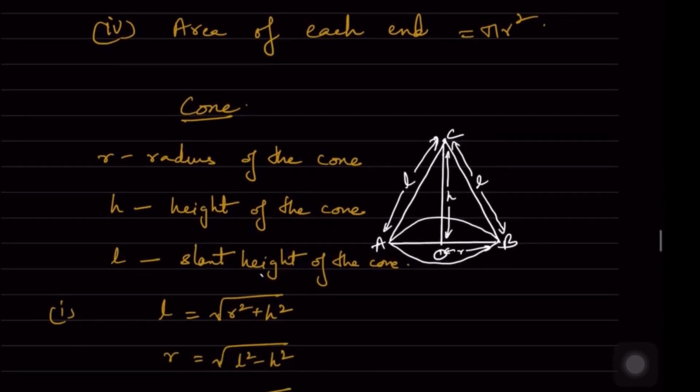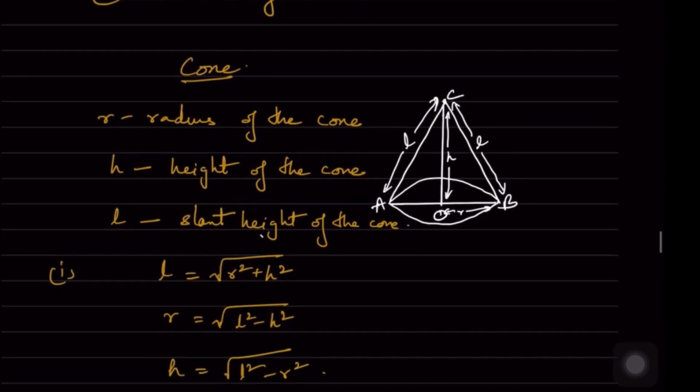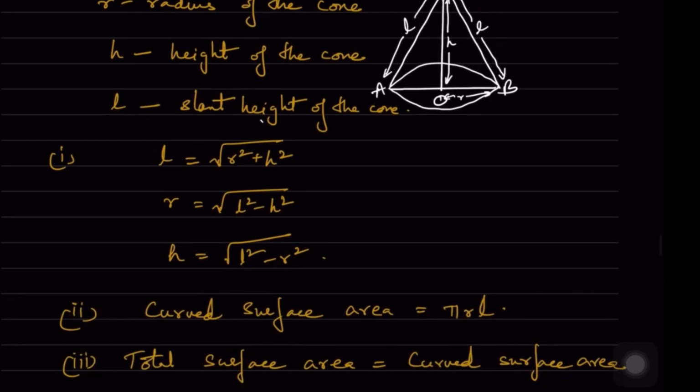Next we have cone. So r is the radius of the cone, h is the height of the cone, L is the slant height of the cone. Then we have different formulas.